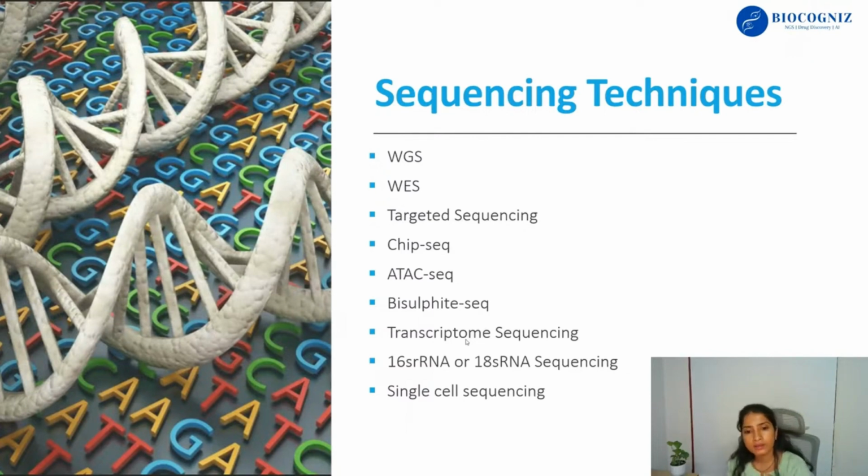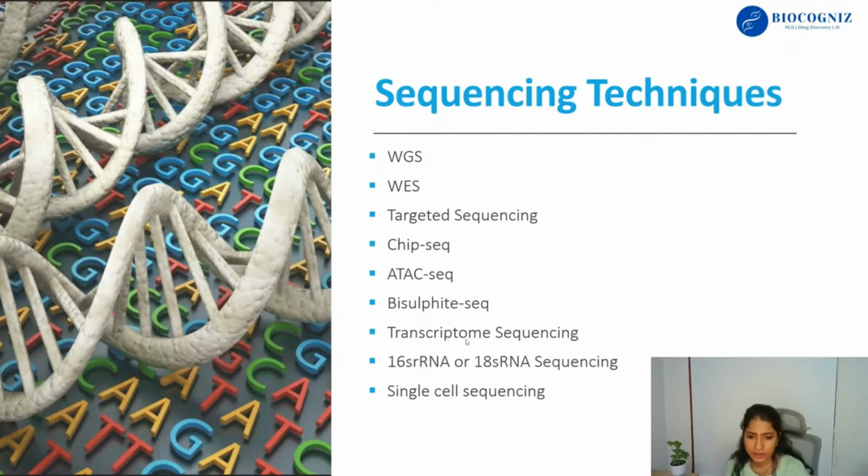The other techniques for DNA study are ChIP-seq, ATAC-seq, and bisulfite sequencing. Those are majorly used in epigenomics, where we try to understand the methylation patterns of DNA. These methylation patterns regulate downstream processes in our cells, and these techniques are used to understand them.